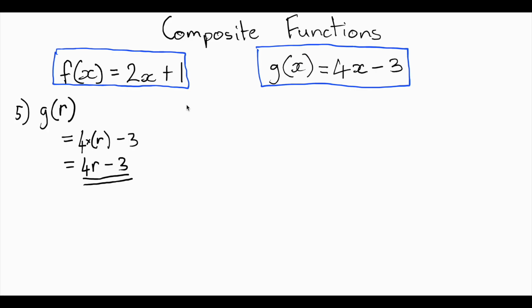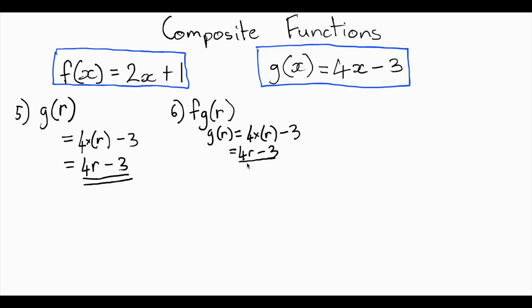All right, let's step it up now. So we are going to say F of G of R. This is where things get interesting, because for G of R we do not have a number here, we just have a variable. So we start with G of R, because we're doing this first, just like we were doing all the time. We replace the X with R, so we have 4 times R minus 3, which is 4R minus 3.